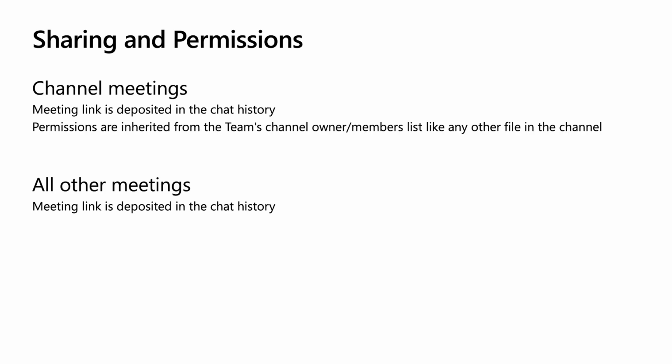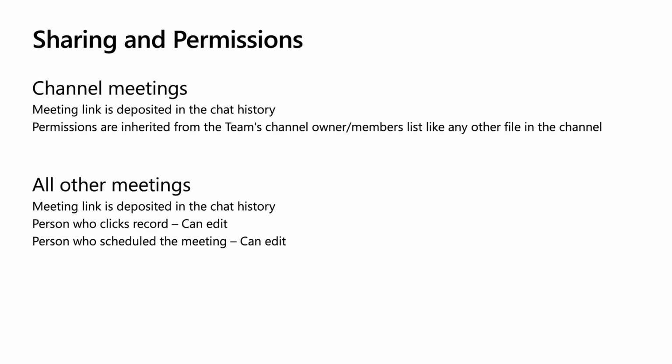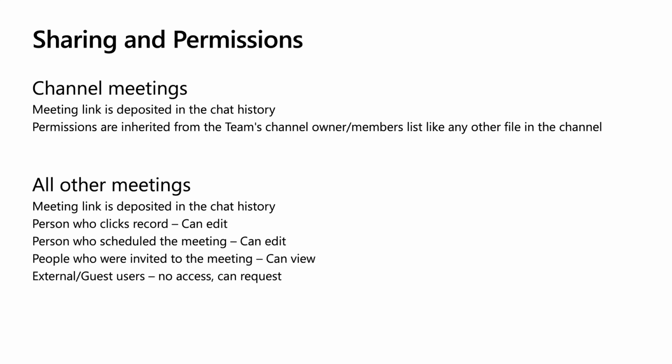They simply inherit the permissions that already exist for the channel's owners and members, just like any other file type in the channel. For all other meetings, the person that organized the meeting and the person that hits the record button are the only ones that have edit access by default. All other invitees of the meeting will have read access by default. However, to add an extra layer of protection, guests and external invitees will not get access by default.